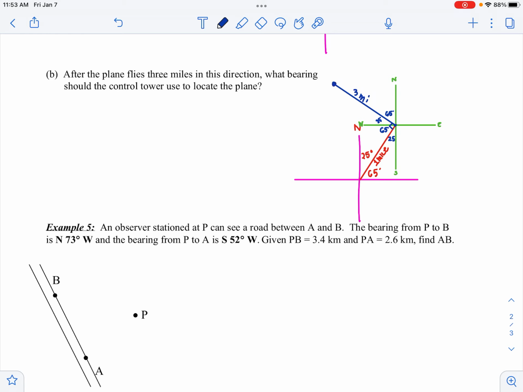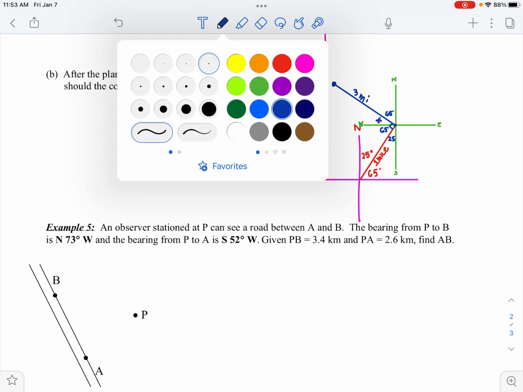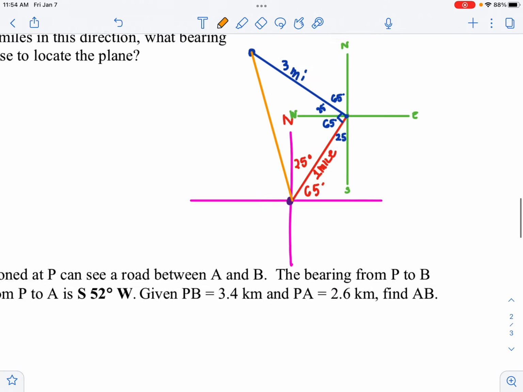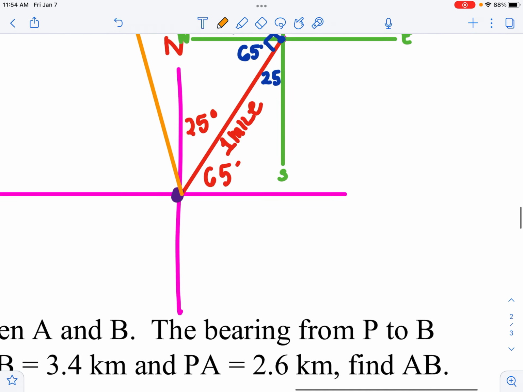What bearing should the control tower use to locate the plane? Remember, this is where the plane is. The control tower is where we started. This is the control tower. They want to know what bearing the control tower should use to locate the plane. So what I'm going to do is connect the control tower to the plane, and they want to know what's that angle. If you notice, we just made a right triangle.